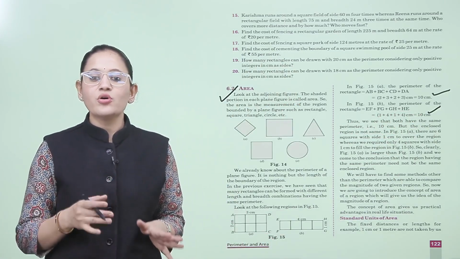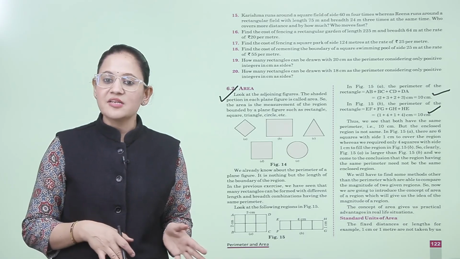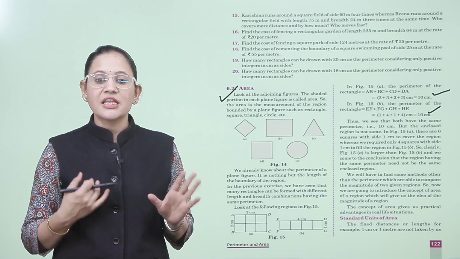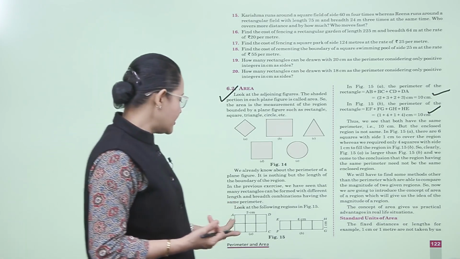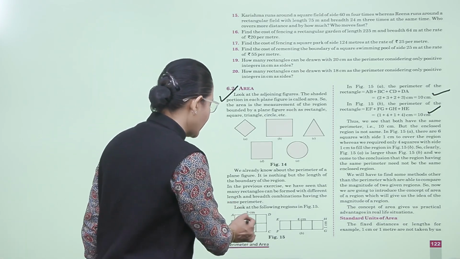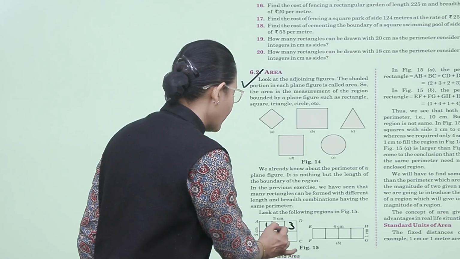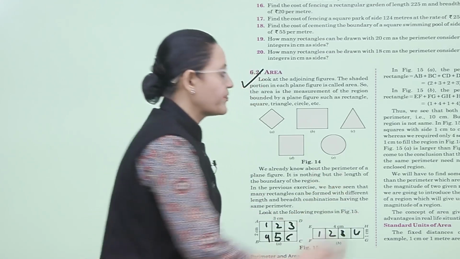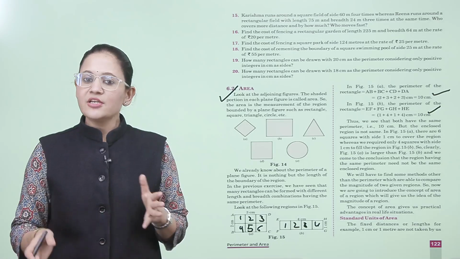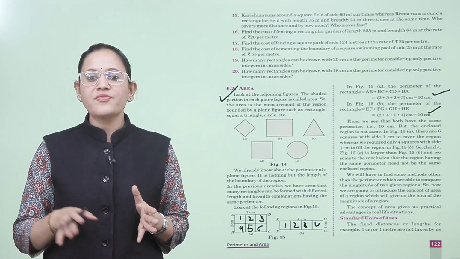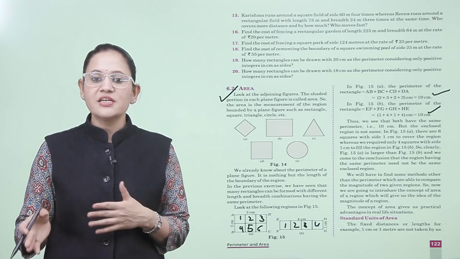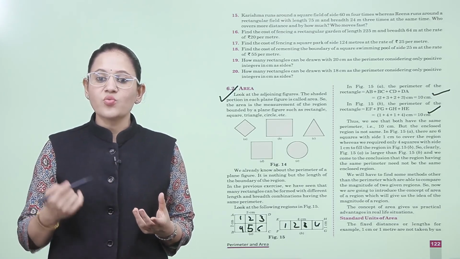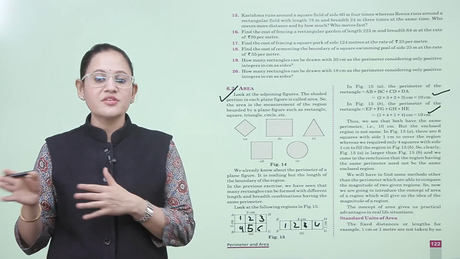Thus we see that both have the same perimeter, 10 centimeter, but the enclosed regions are not the same. In figure 15a, there are 6 squares inside. So you can see there are a total of 1, 2, 3, 4, 5, 6 squares, and in this one 1, 2, 3, 4 squares. Clear? But the enclosed region is not the same. In figure 15a, the area is 6 squares of side 1 centimeter covering the region, whereas we require 4 squares with side 1 centimeter to fill the region in figure 15b.